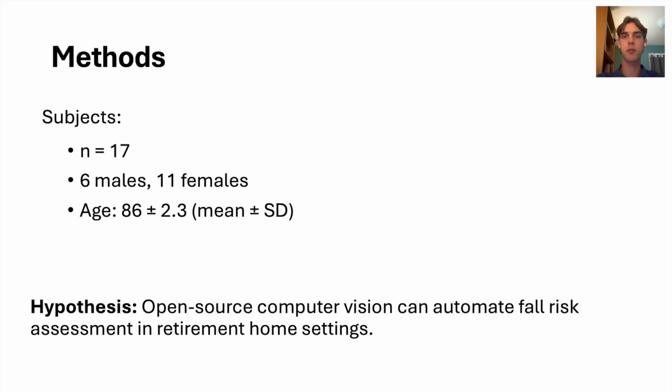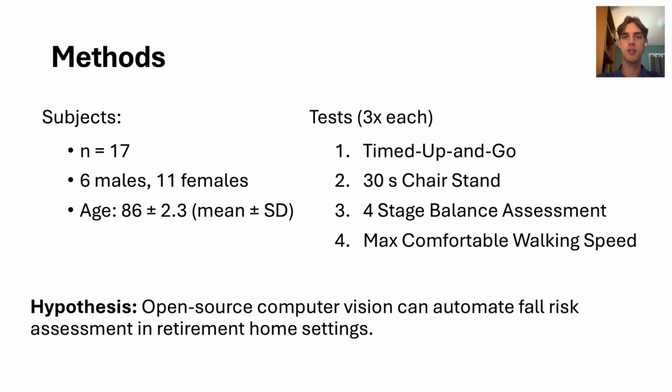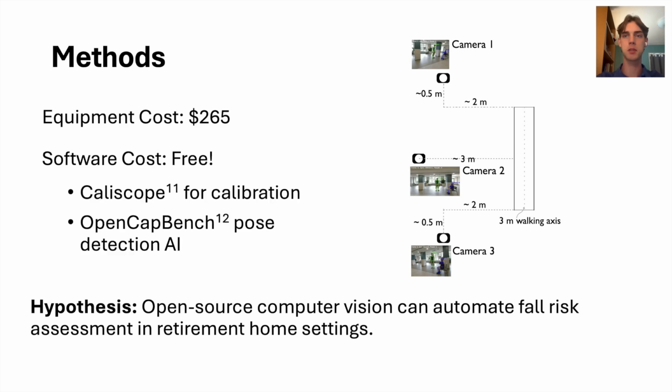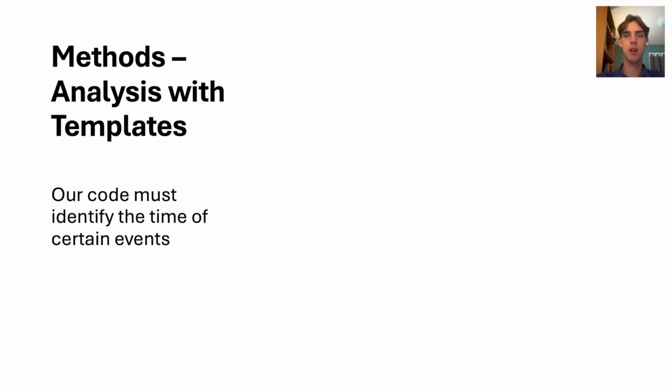17 older adults performed 3 rounds of the aforementioned tests. Our recording setup was cheap and simple with 3 webcams, 2 USB cables, open source software, and an analysis code I wrote myself. This code identifies events like standing from a chair.